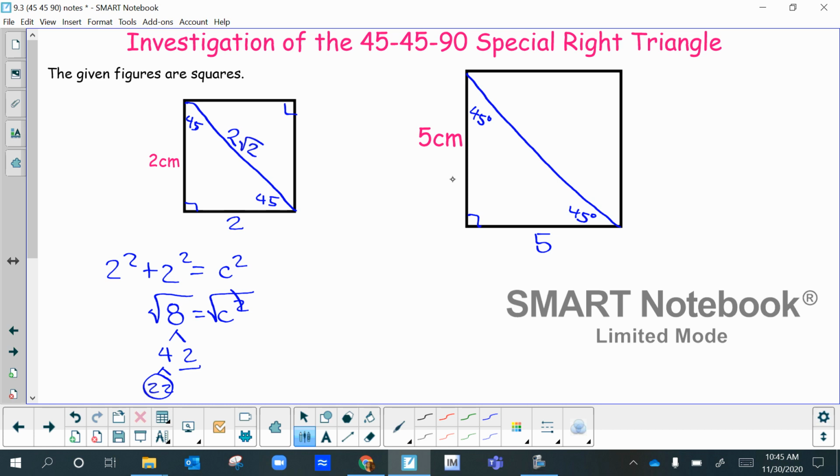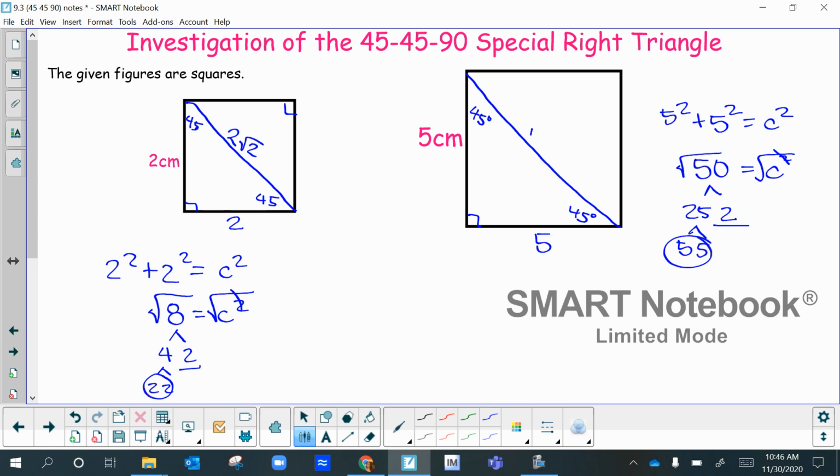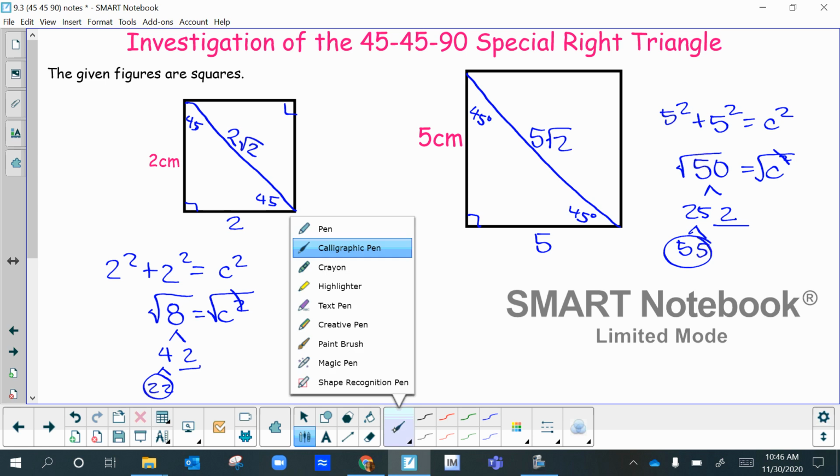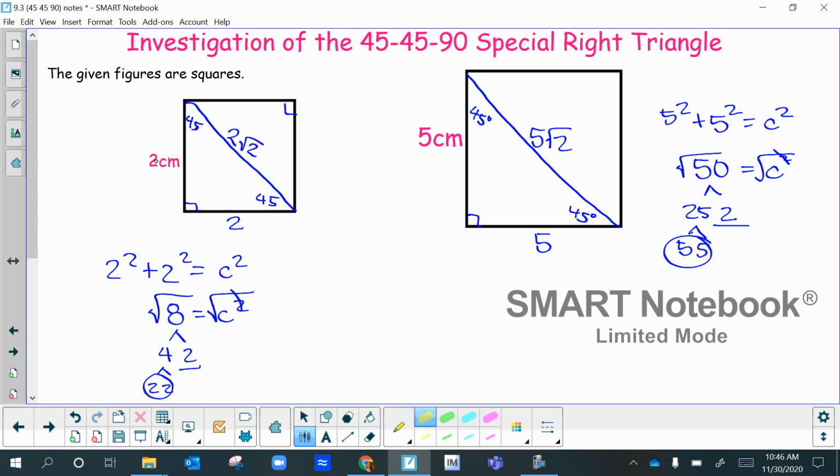All right, let's do Pythagorean theorem. 5 squared plus 5 squared equals c squared. 25 plus 25 is 50. Square root both sides. I'm going to do 25 times 2. Circle the 5s, underline the 2. So the hypotenuse was 5 radical 2. So let's highlight and focus on these values. So this leg was 2, this leg was 2, and the hypotenuse was 2 radical 2. This leg was 5, this leg was 5, and the hypotenuse was 5 radical 2.